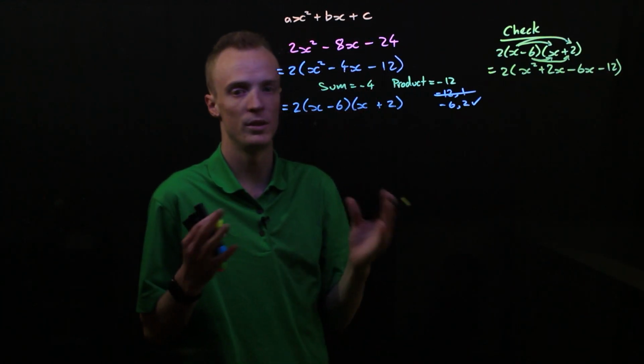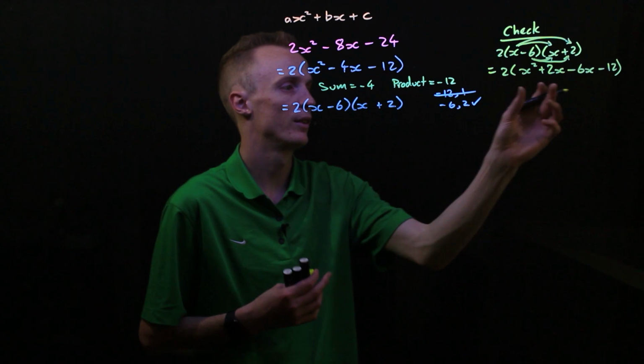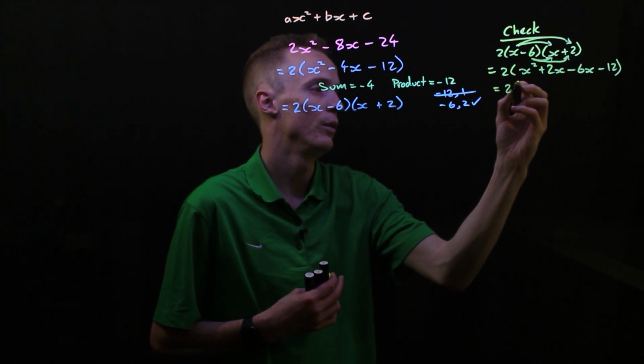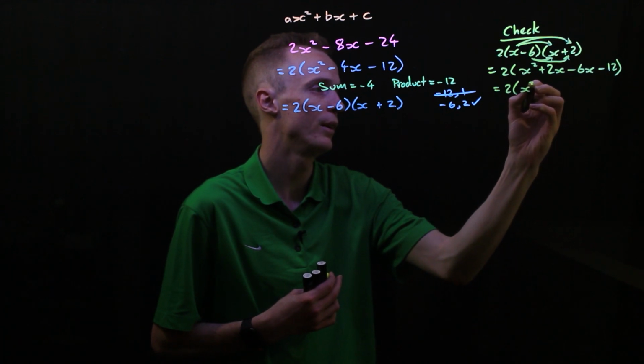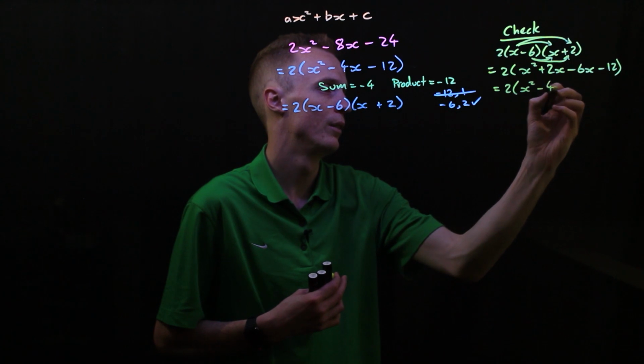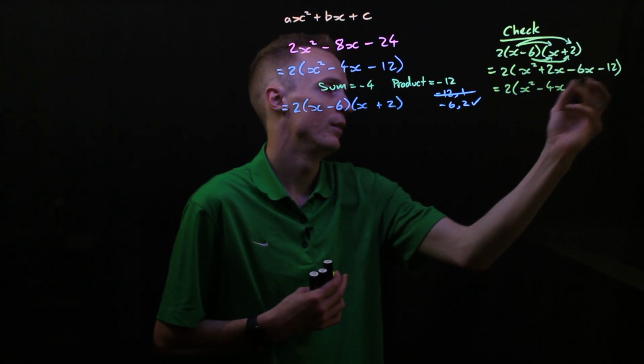And now I'll simplify this as I go, so I'll collect the like terms. So these two are my like terms here. So this is equal to 2, open up my bracket, my x squared, 2x take 6x will be negative 4x, and then subtract 12 here.